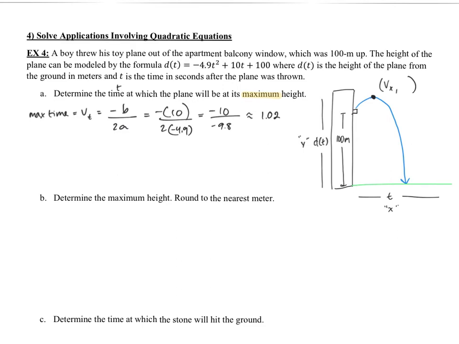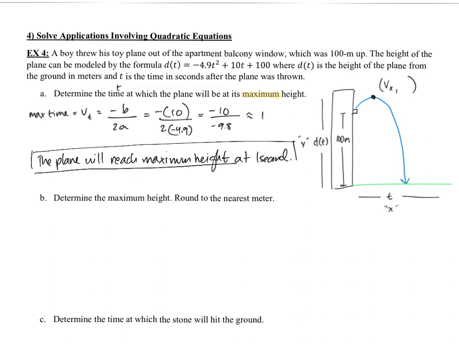So what time will the plane be at its maximum height? Well, we could round this, and we weren't given what to round it to. On the exam, if you're given that, you would make sure to round it off. If not, you either round it to the 10th or the 100th place. So that is about 1 second. So my sentence is the plane will reach maximum height at 1 second. So that was my v sub x value.